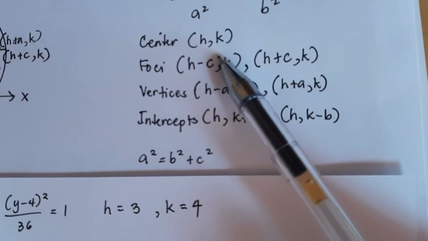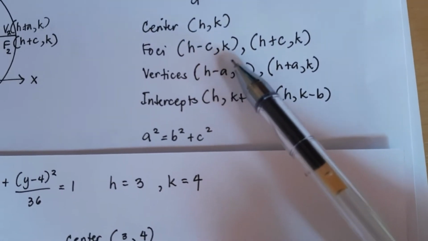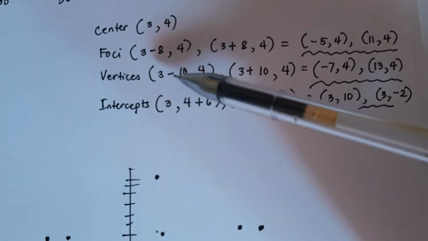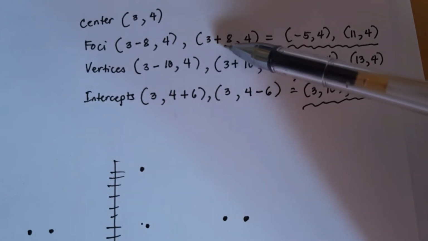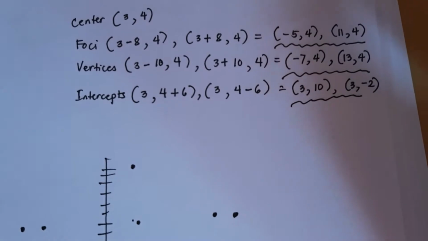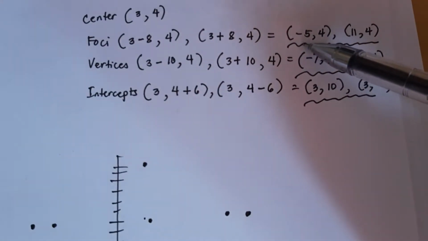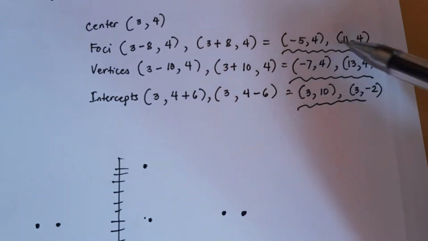Ito. So, foci is at H minus C, K, and H plus C, comma, K. So, ito yun. 3 minus 8, comma, 4, plus 3 plus 8, comma, 4. So, that will be negative 5, 4, 11, 4. So, galing siya dito sa 3 minus 8 is negative 5, and 3 plus 8, 11. So, yung dalawang 4, kinopya lang.